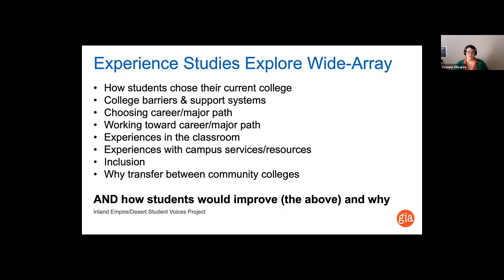how it's been actually once they chose that major or career path and tried to progress through, their experiences in the classroom, experiences with student services or getting resources on campus, issues of inclusion, and for students who transfer between community colleges, what's going on and why. And for all of the above, students discussed not just what was happening in their lives, but if there were things that weren't working well, how they would improve it and why.